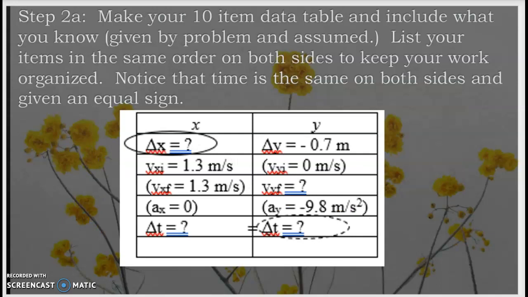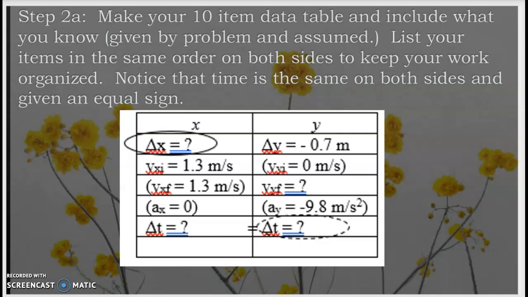The second thing we do is make a list of what we know. So our data table is now going to be 10 items. There's going to be an x column and a y column. Going across, we're going to have our displacement. So notice that delta x and delta y are in the same row. Vxi and Vyi, our initial velocities, are on the same row. Vxf and Vyf are on the same row. See the organization: accelerations are on the same row, and our delta t's are on the same row.